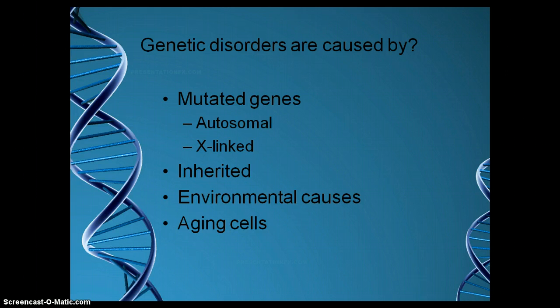Chemical exposure is another environmental cause, such as asbestos. A lot of people who worked around asbestos years ago got mesothelioma, which is a form of lung cancer. We also can get mutated genes just through the normal aging process. And we can get skin cancer and things like that from the normal aging process.